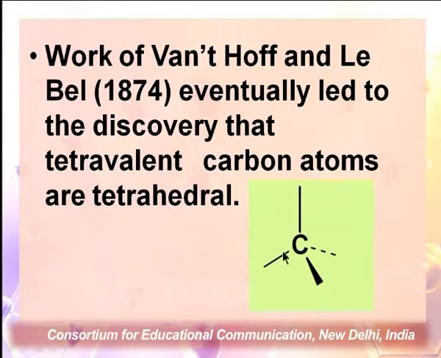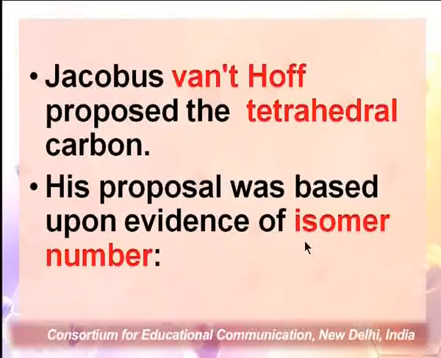This line indicates the bonds which are in the plane of the paper, whereas the broken line indicates the bond which is in the paper away from the observer, and the wedge indicates the bond which is coming out of the plane of the paper towards the observer. And this representation I will be using in most of my lecture today. So now, what happened after they proposed this?